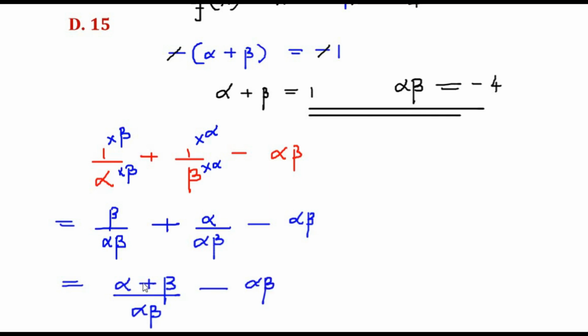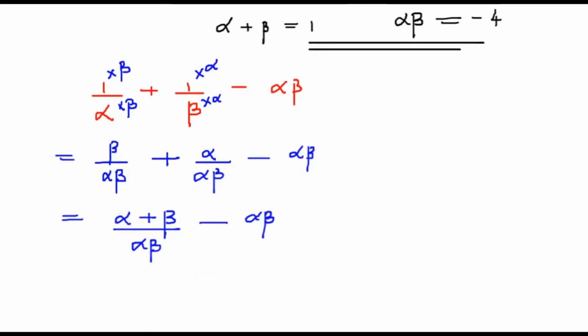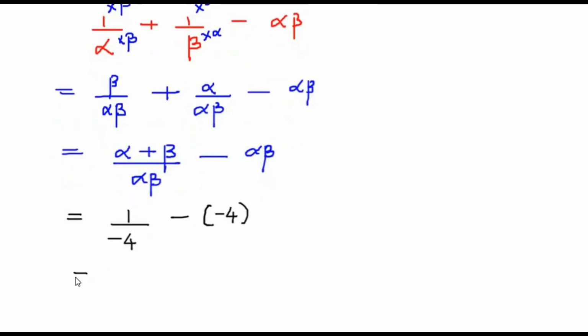Now we have got the sum of the zeros alpha plus beta and product of zeros alpha beta. So let us substitute the values here. Alpha plus beta is 1 and alpha beta is negative 4. So here we have 1 over negative 4 minus of minus 4. So here we can write as negative 1 over 4 and minus of minus is plus 4.